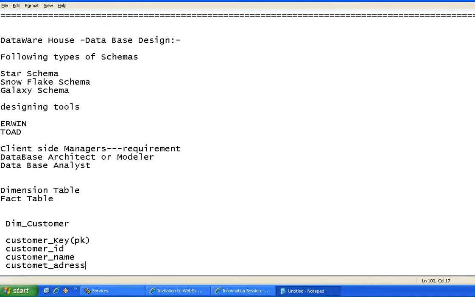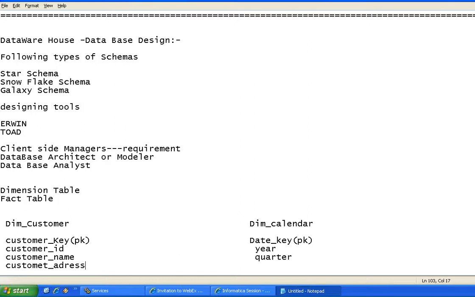Similarly, we have another table called the calendar table, Dim underscore calendar. Here also we have a primary key, date key. All the information regarding the calendar will be here, like year, quarter, month, week, date.